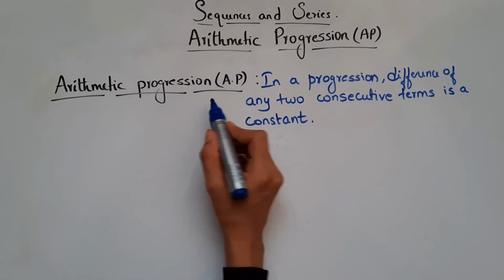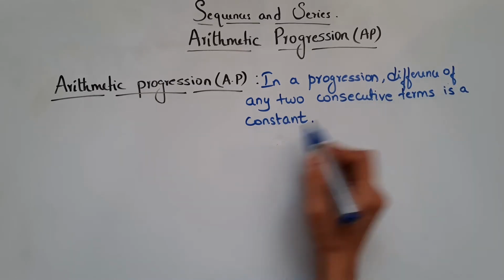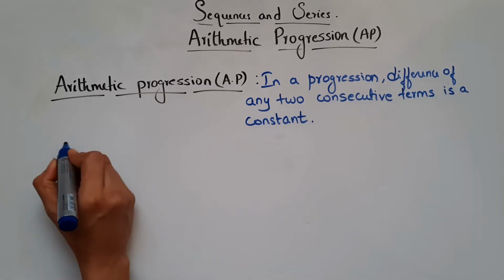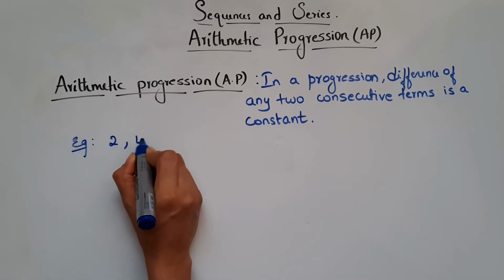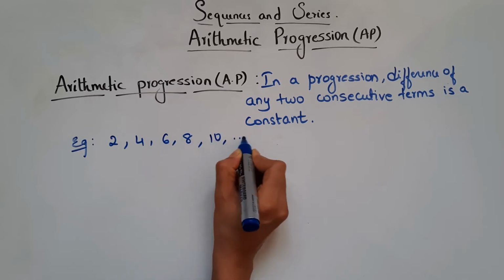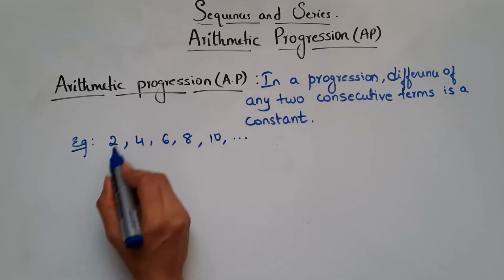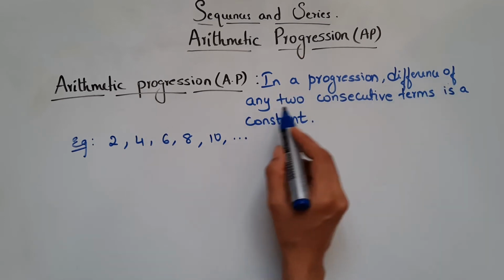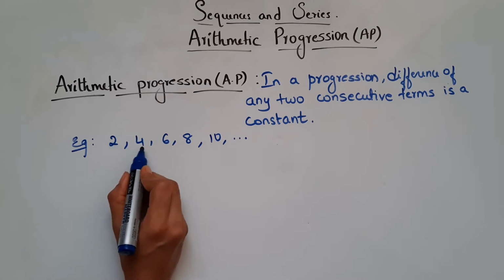It says in a progression, the difference of any two consecutive terms is a constant. Let me give an example. Let's say we have a progression 2, 4, 6, 8, 10 and so on. Here, in a progression, the difference of any two consecutive terms, consecutive terms being a term and the next number, is a constant.